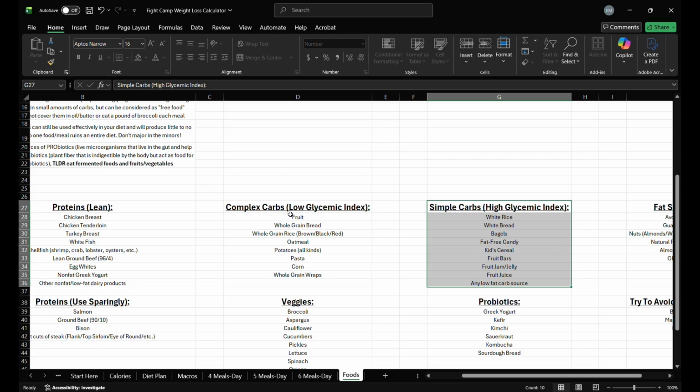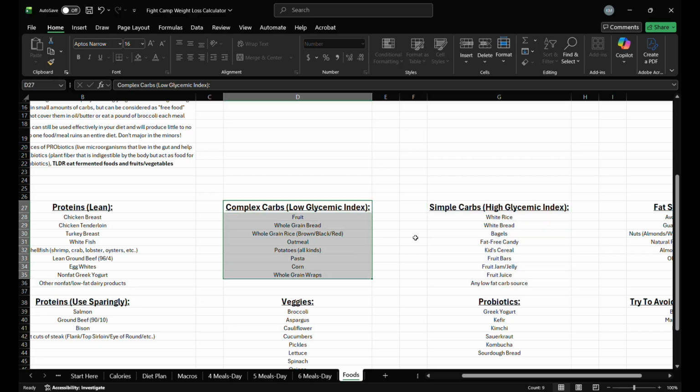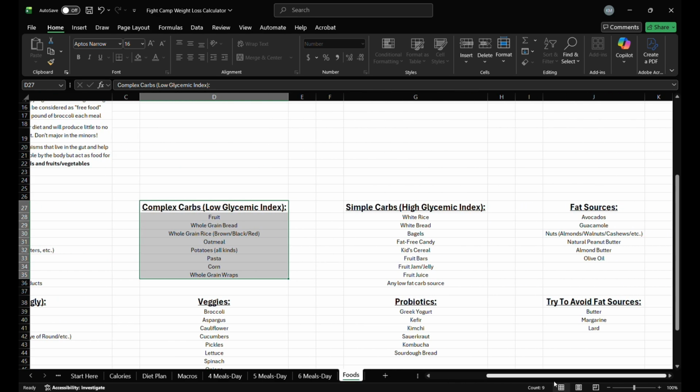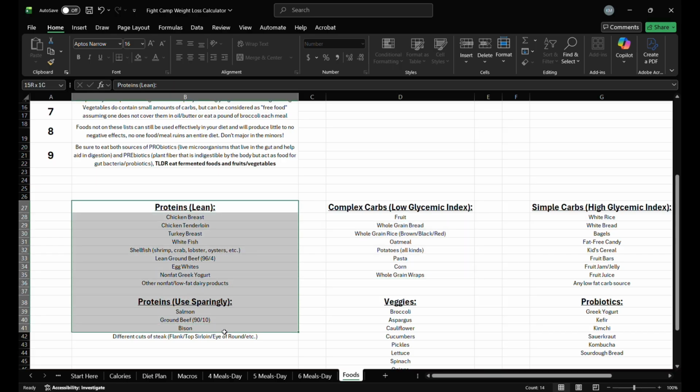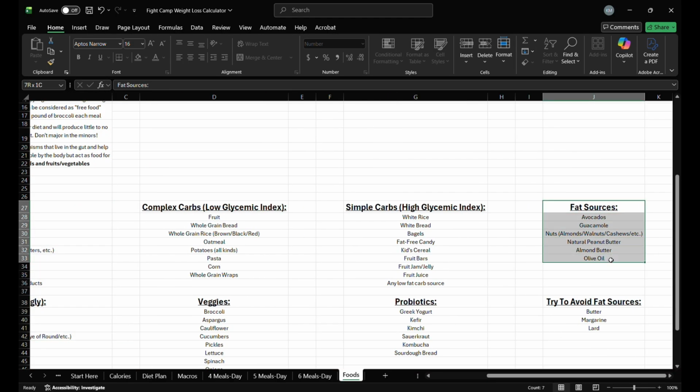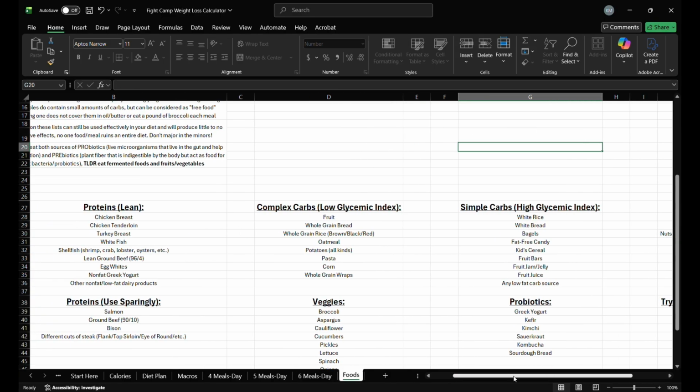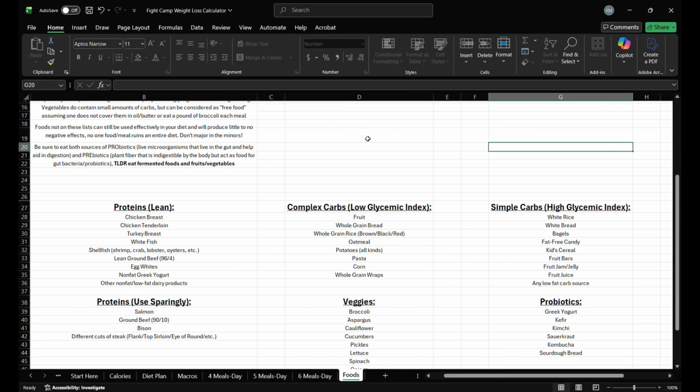This is what you want to use after training. Complex carbs, those are going to be stuff that you want to use before training or in meals away from training. And then, I have also protein sources. I got some carb sources, and then fat sources over here. Again, you do not have to use these foods or these ingredients. These are just to help you kind of get an idea if you need any help.